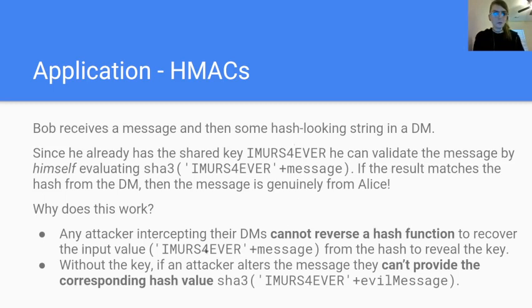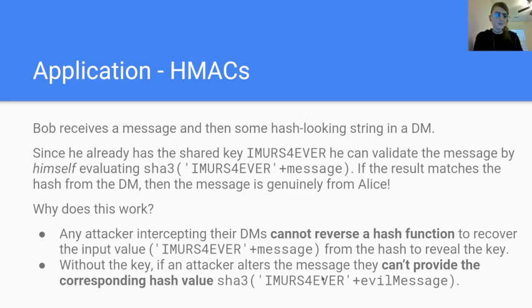So there's no way to recover the secret key "I'm yours forever" from the hash. And without that key, the attacker could alter the message in plain text, but the signature is not going to match the message because they're not going to be able to construct the hash. They're not going to be able to provide the corresponding hash value, SHA-3, of the secret key plus their evil message, their tampered message. They can't provide a hash that signs that message because they don't know the key.